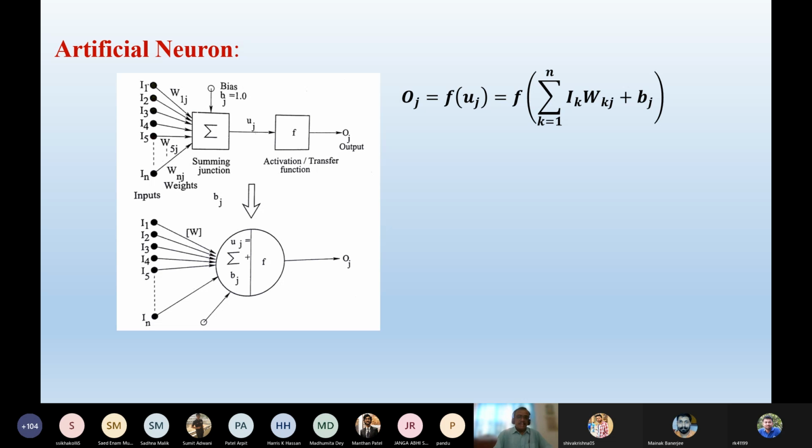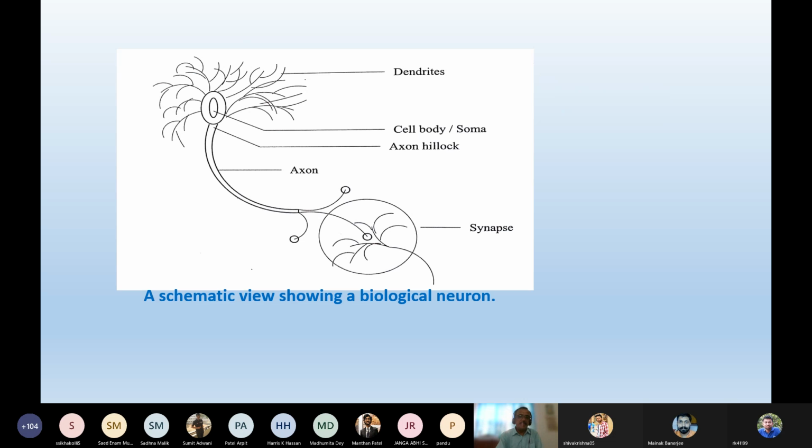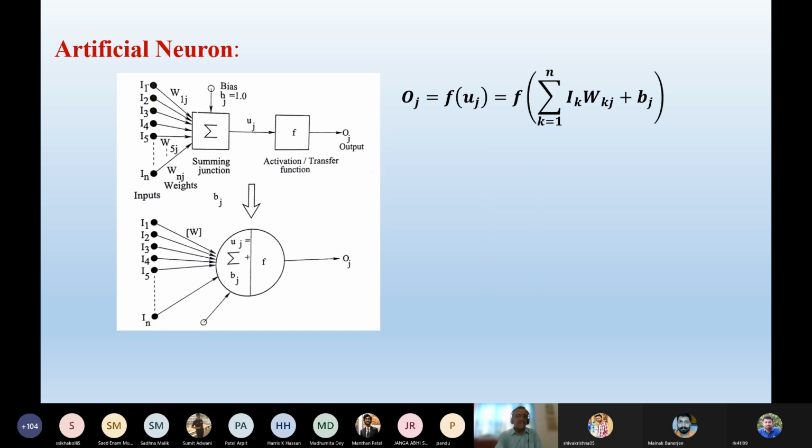Okay, so now you can once again refer back to the biological neuron. This is the biological neuron, and the working principle of the biological neuron has been copied in the artificial way in the form of the artificial neuron. I hope all of you have understood the similarity between a biological neuron and an artificial neuron.